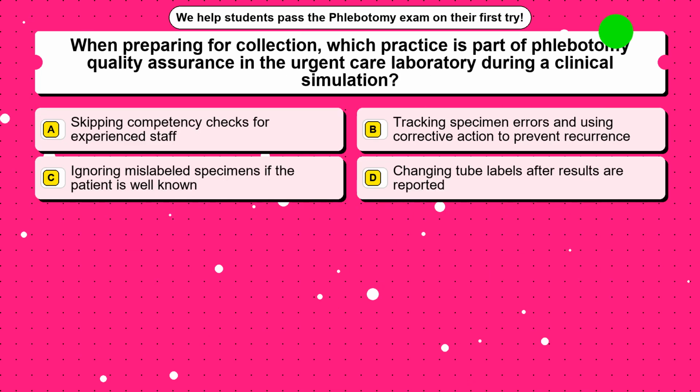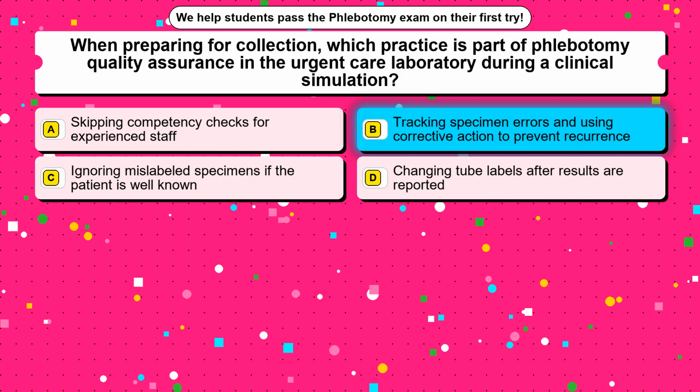Question 96. When preparing for collection, which practice is part of phlebotomy quality assurance in the urgent care laboratory during a clinical simulation? Option A, skipping competency checks for experienced staff. Option B, tracking specimen errors and using corrective action to prevent recurrence. Option C, ignoring mislabeled specimens if the patient is well known. Option D, changing tube labels after results are reported. The correct answer is option B, tracking specimen errors and using corrective action to prevent recurrence.